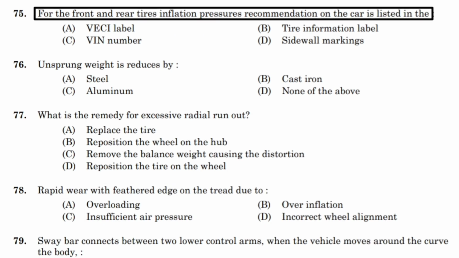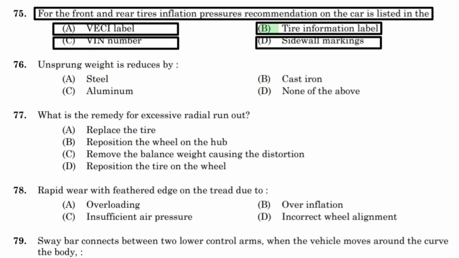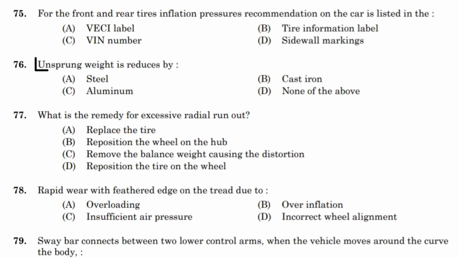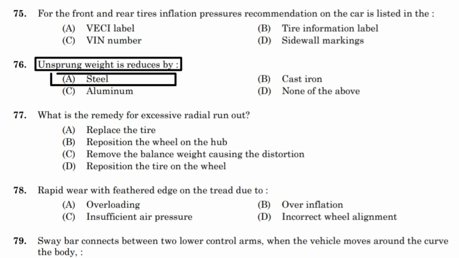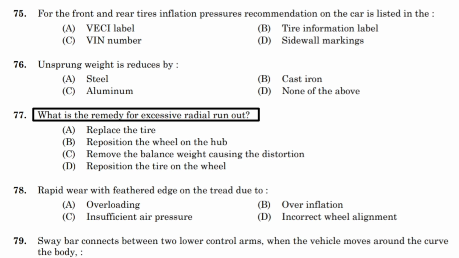75. For the front and rear tires, inflation pressures recommendation on the car is listed in the A. VASI label, B. Tire information label, C. VIN number, D. Sidewall markings. Answer B. Tire information label. 76. Unsprung weight is reduced by A. Steel, B. Cast iron, C. Aluminum, D. None of the above. Answer C. Aluminum.